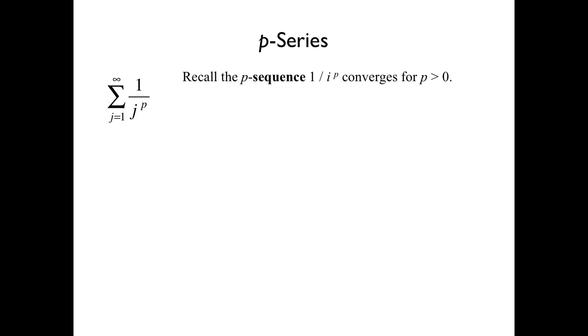Okay, so let's talk about p-series in general. 1 over j to the p. Recall that the p sequence converges. This is the sequence now, right? This is the sequence that converges for all p greater than 0. The p series we just looked at, that's p equals 1. So the p series is basically the series made out of a p sequence. Take a p sequence, make it into a series, we call that the p series. All right? So the p series of p equals 1, harmonic, diverges.